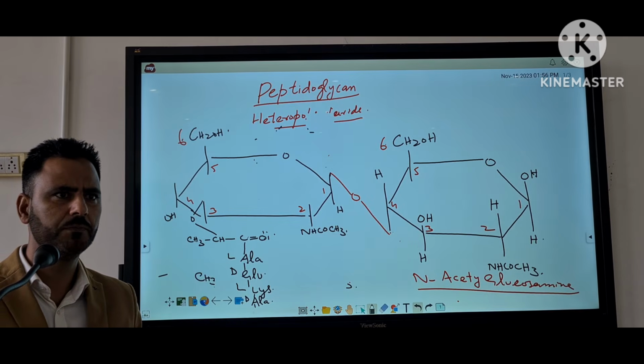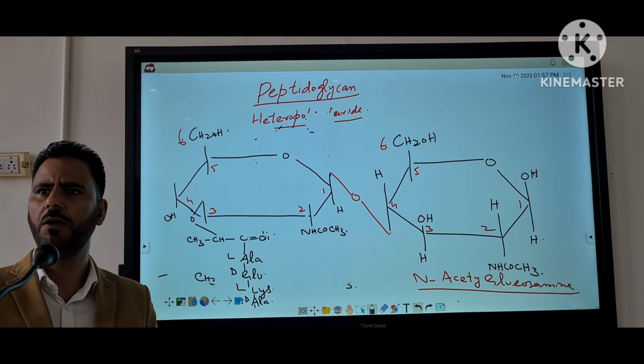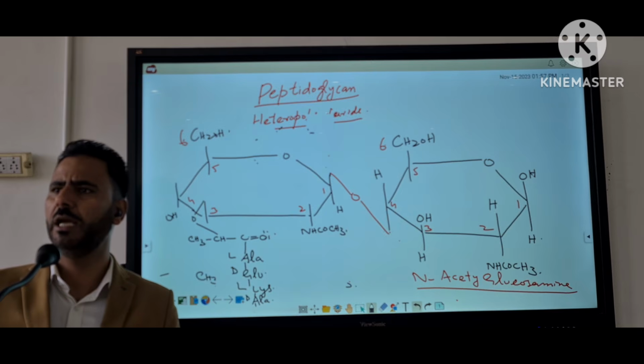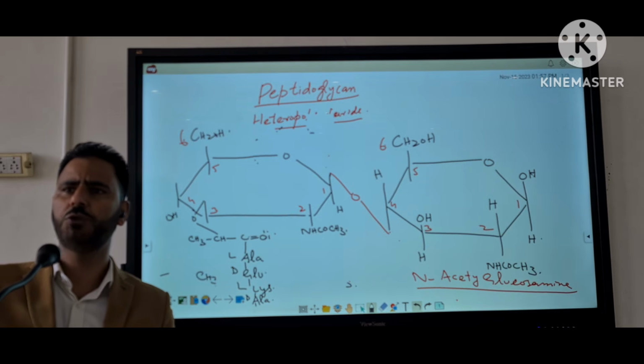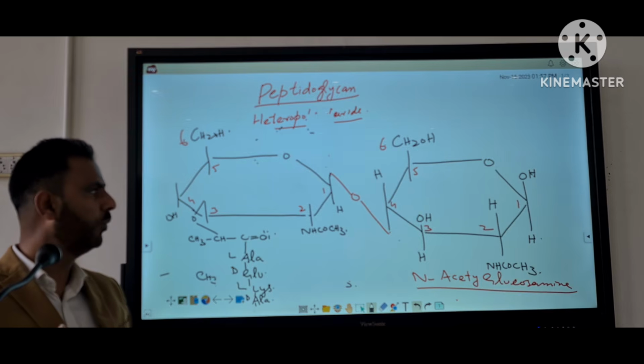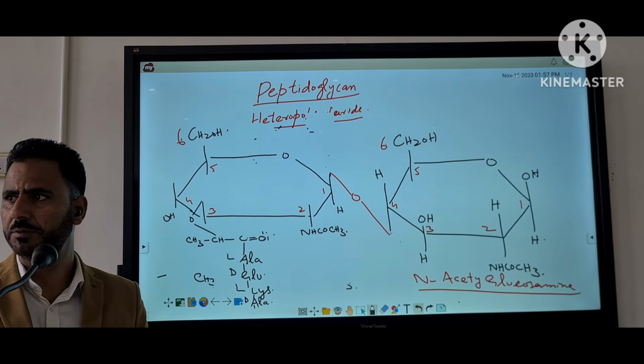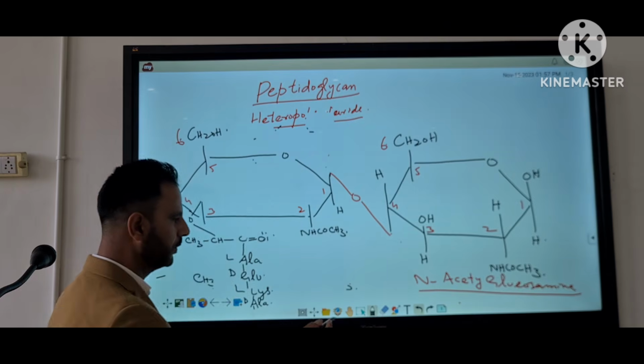Any confusion? This is a clear basic structure of N-acetyl glucosamine and N-acetyl muramic acid, which are joined to each other by beta 1,4 glycosidic bonds. Understand? Shall I rub this? Okay, now let's go.